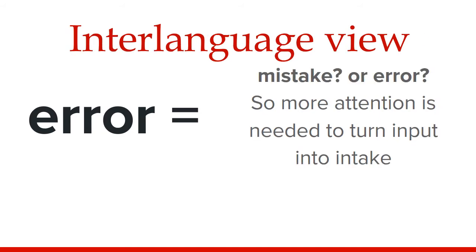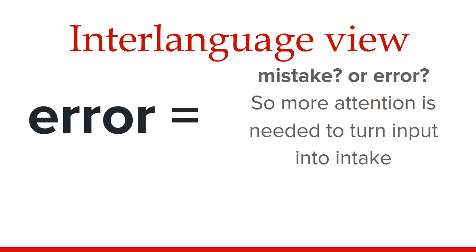Then we have an interlanguage view. And in the interlanguage view, they make a clear distinction between something called a mistake and something called an error. And a mistake is just a slip-up. A native speaker could make a mistake. We speak too quickly and we use the wrong form or use the wrong word. Anyone could do that. So mistakes or slip-ups should never be addressed. Don't worry about them. An error, okay, that is something that we do actually want to pay attention to.